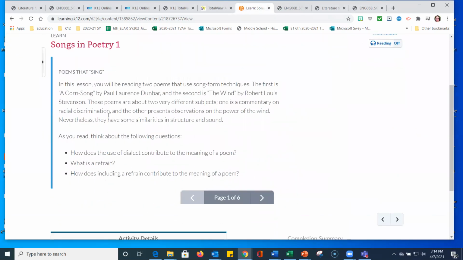Songs and Poetry, Poems That Sing. In this lesson, you'll be reading 2 poems that use song form techniques. The first is A Corn Song by Paul Laurence Dunbar, and the second is The Wind by Robert Louis Stevenson. These poems are about 2 very different subjects. One is commentary on racial discrimination, and the other presents observations on the power of the wind. Nevertheless, they have some similarities in structure and sound. As you read, think about the following questions. How does the use of dialect contribute to the meaning of the poem? What is a refrain? How does including a refrain contribute to the meaning of a poem?